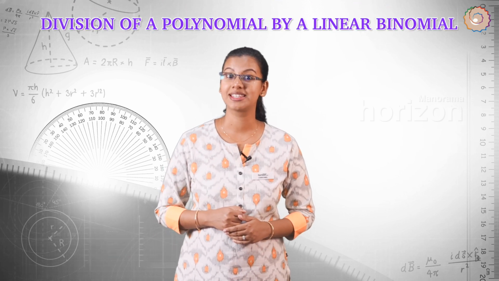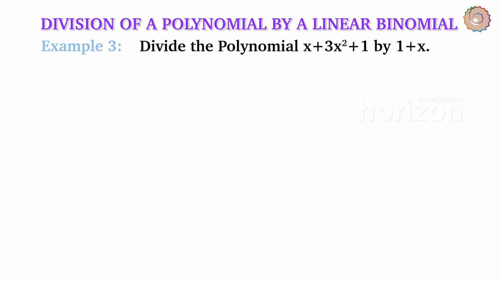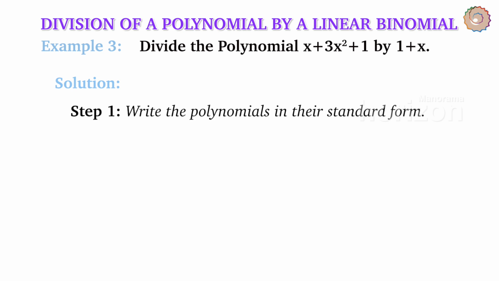Now, let's go to the next level by dividing the polynomials by a linear binomial. Let's divide the polynomial x plus 3x square plus 1 by 1 plus x. For division by binomial, we need to follow a step-by-step method, which is long division. The first step is to write the polynomials in their standard form, that is, in descending order of their degree. So, x plus 3x square plus 1 can be written as 3x square plus x plus 1, and 1 plus x can be written as x plus 1.